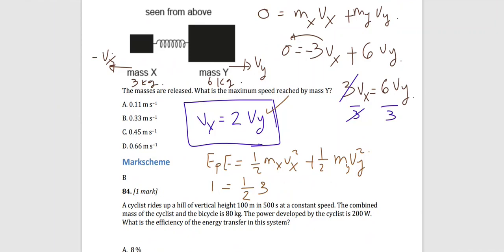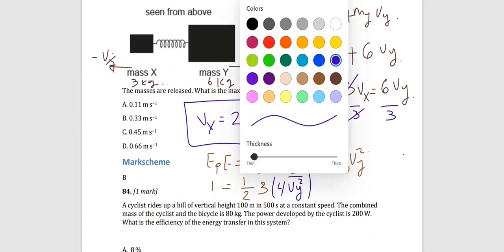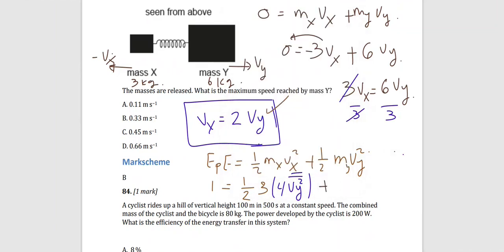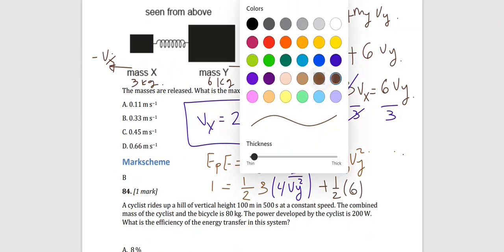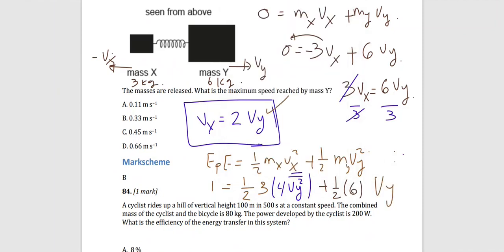Okay, and substitute. With Vx, it will be 2 Vy squared. So I will have 4 Vy squared. Plus half times 6 times Vy squared.